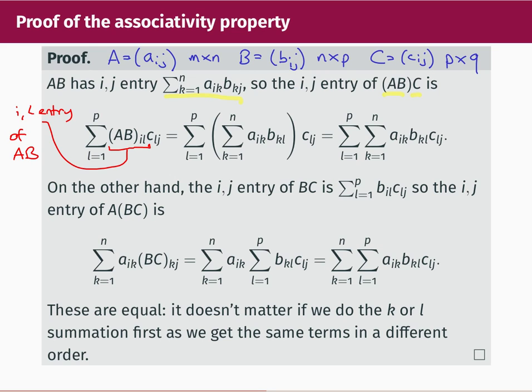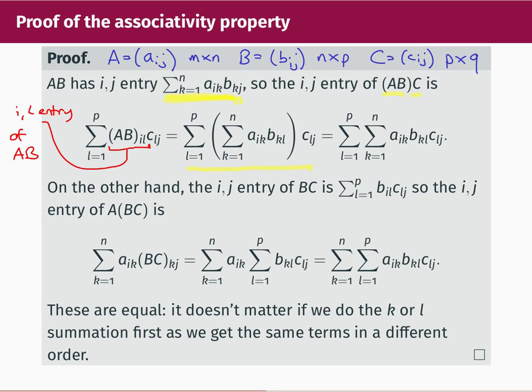Okay, so now we've written down this formula using the definition of matrix multiplication. We can substitute in our formula for the IL entry for AB. Just substitute J equals L in that formula at the top here. So then what we get is this.